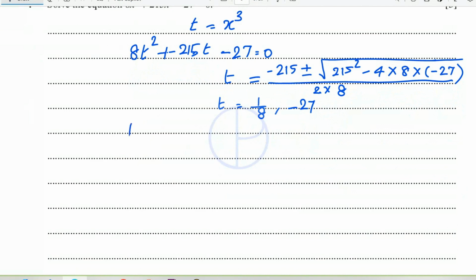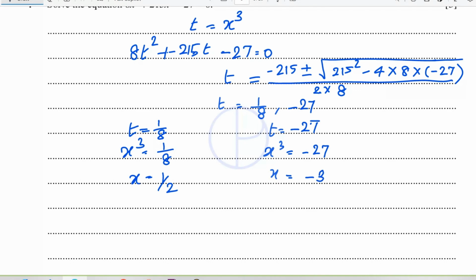So substitute t is equal to 1 over 8. So t is nothing but x cube. X cube is equal to 1 over 8, so x equal to 1 over 2. Similarly, t is equal to minus 27. X cube equal to negative 27. X equal to negative 3.